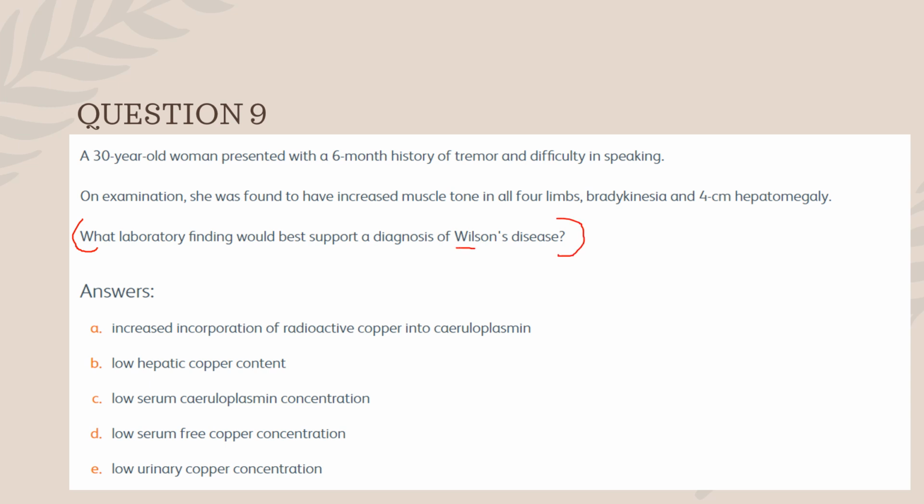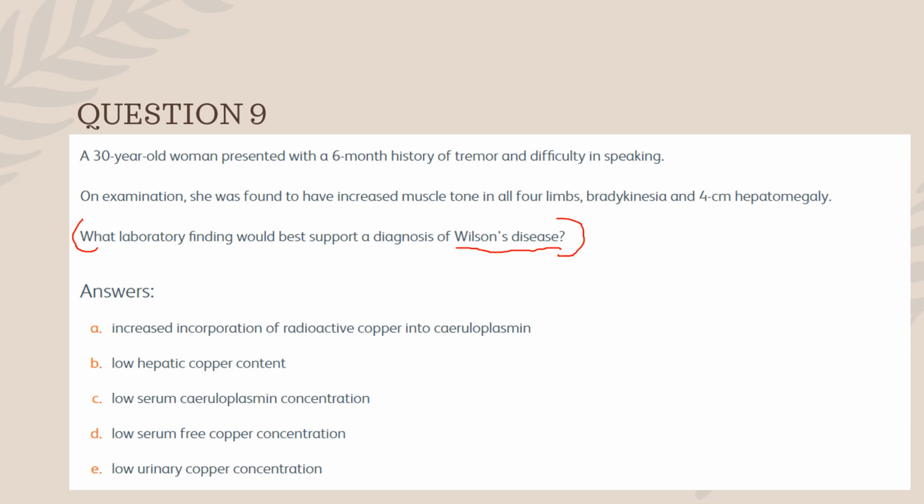So they are asking about Wilson disease, so you don't need to spend time in finding the diagnosis, because the diagnosis is already given. So there is tremor, difficulty in speaking, increased muscle tone and bradykinesia with 4 cm hepatomegaly, and they are giving a diagnosis of Wilson's disease, with the neurological impairment. They are asking what is the finding that best supports the diagnosis of Wilson disease, or a confirmatory test for identifying Wilson.